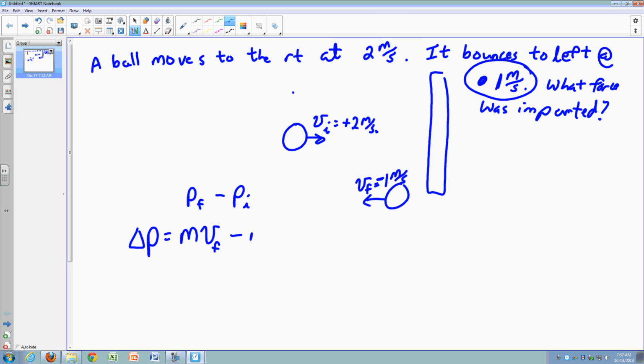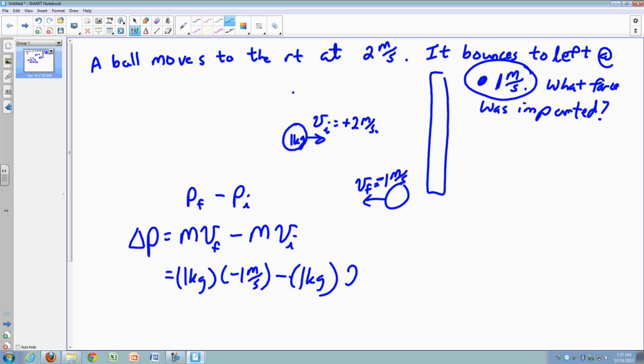That's m v_f minus m v_i. And let's say the mass was, I don't know, 1 kilogram. So it's 1 kilogram times v_f, which is negative 1 meter per second, minus 1 kilogram times positive 2 meters per second. Then when I add those up, it's negative 1 minus 2, which is negative 3 kilogram meters per second. So that's my change in momentum, which remember is called the impulse.